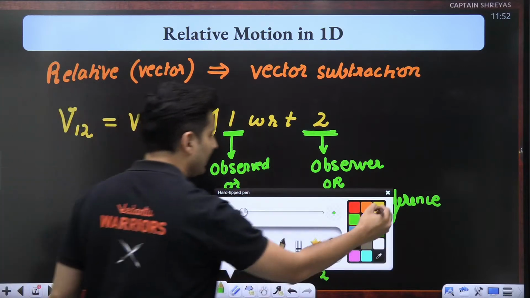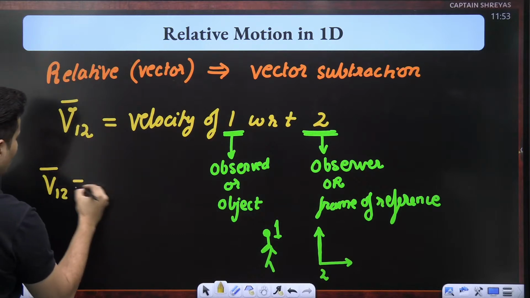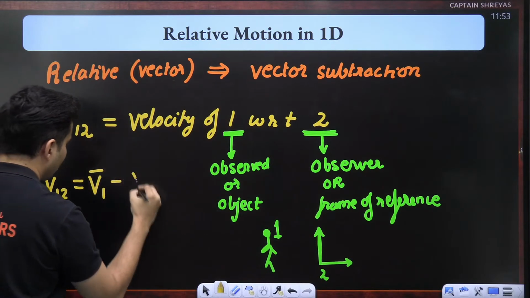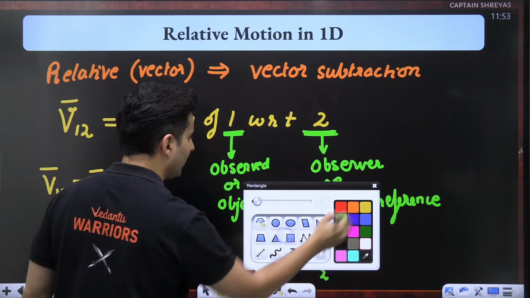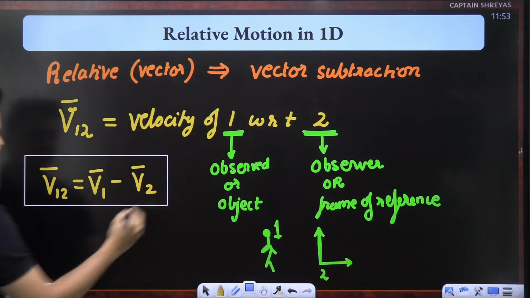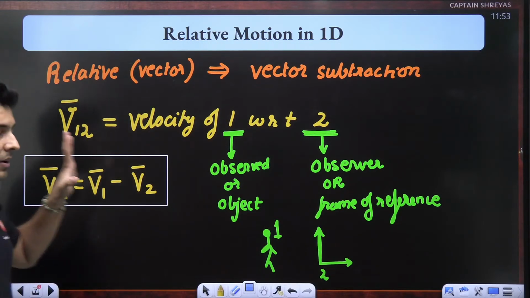So what is the formula for that? The formula for that is as follows. V12 is nothing but V1 vector minus V2 vector. Very, very important formula, my dear warriors. V12 is V1 vector minus V2 vector. This is how it goes.